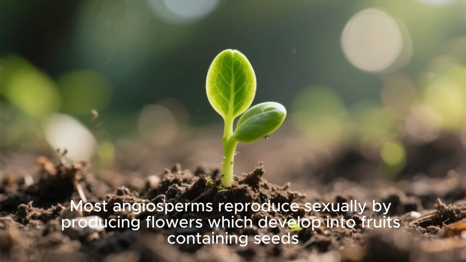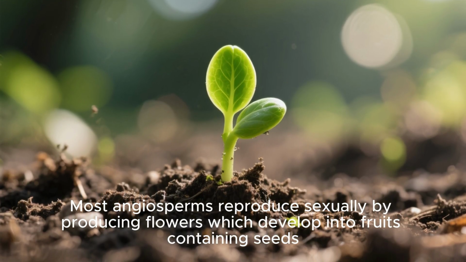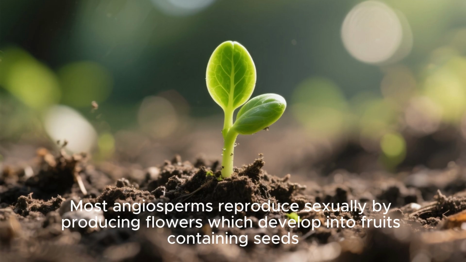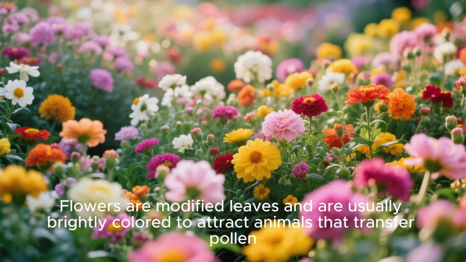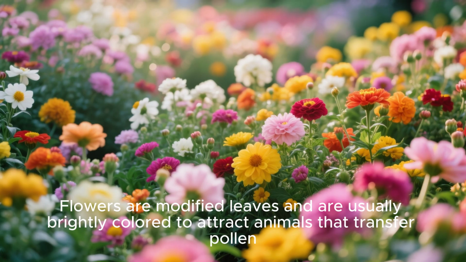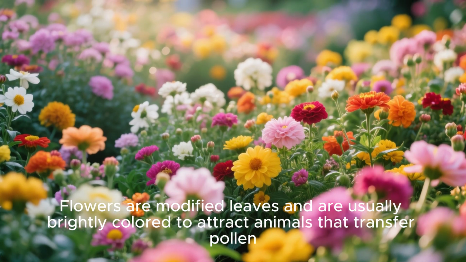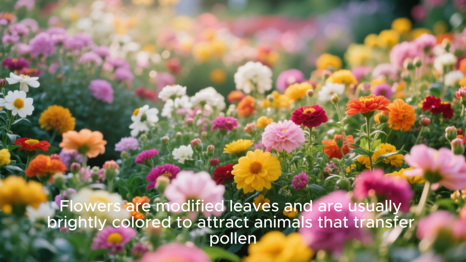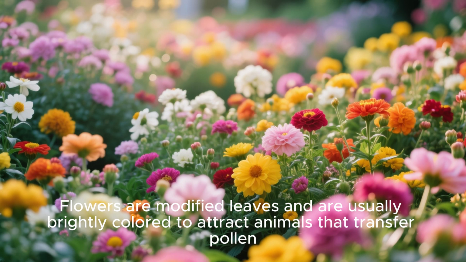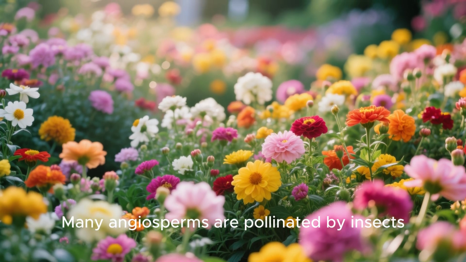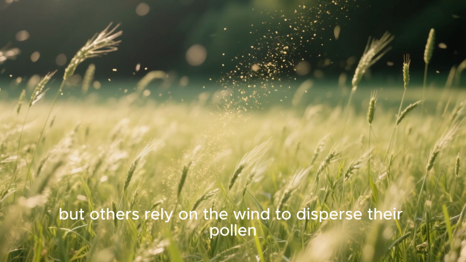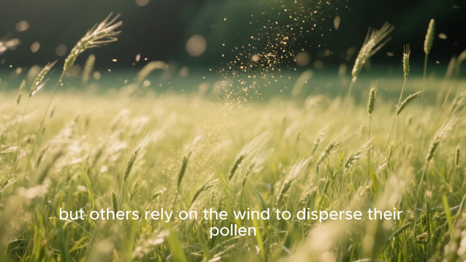Most angiosperms reproduce sexually by producing flowers which develop into fruits containing seeds. Flowers are modified leaves and are usually brightly colored to attract animals that transfer pollen. Many angiosperms are pollinated by insects, but others rely on the wind to disperse their pollen.